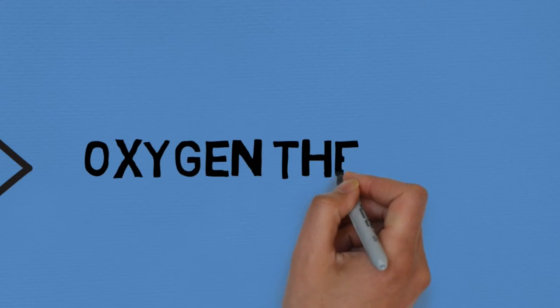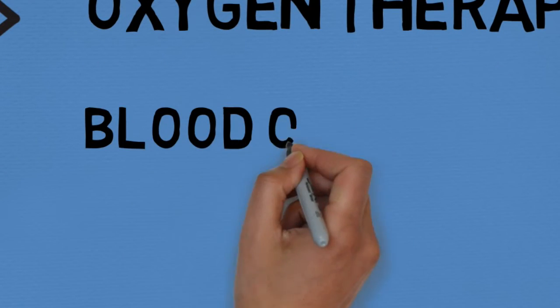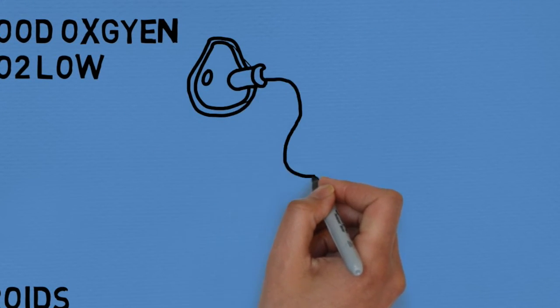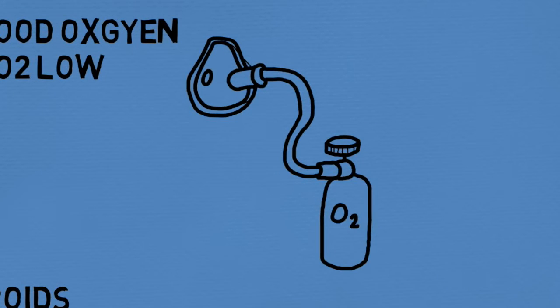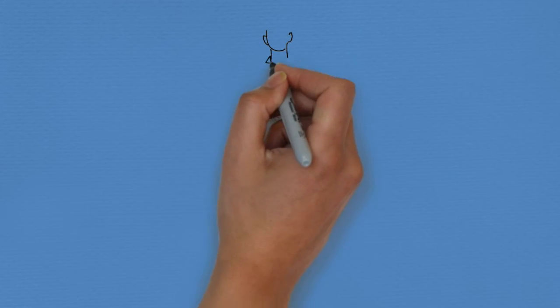Oxygen therapy. If your patient's blood oxygen levels or SpO2 are low, give them oxygen. It's important to note that not everyone who has COPD will need supplemental oxygen. Oxygen can be administered via nasal prongs or mask. Remember to check the doctor's orders for the parameters for O2 sats for your patient.